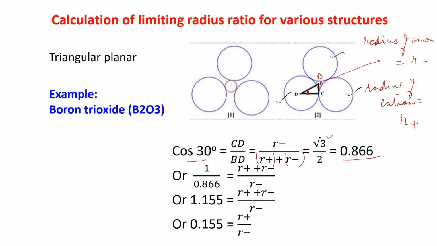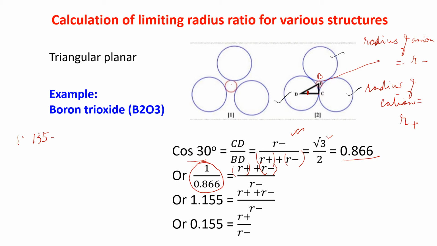Now my radius ratio is radius of the cation by anion. But here I am getting radius of the anion by cation. So just reverse it. So 1 by 0.866 is equal to r plus r minus divided by r minus. Now the value of this one, 1 by 0.866 is coming 1.155, which is equal to r plus r minus divided by r minus. Now subtract 1 from both the sides. What will happen?